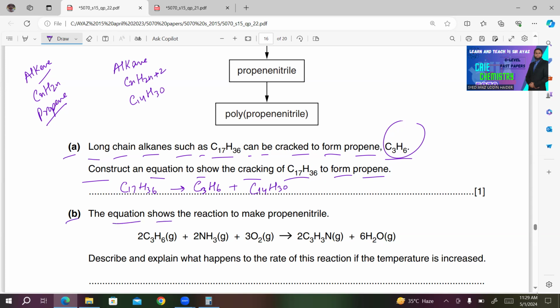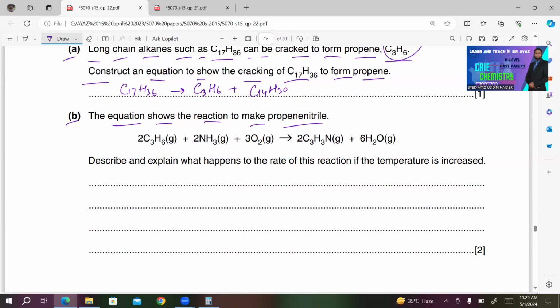B. The equation shows the reaction to make propene nitrile. This is the equation: 2C3H6(g) plus 2NH3(g) plus CO2(g) gives 2C3H3N(g) plus 6H2O(g). Describe and explain what happens to the rate of this reaction if the temperature is increased. Now, if you increase the temperature, the rate increases. So first of all, you can write rate increases or reaction is faster.